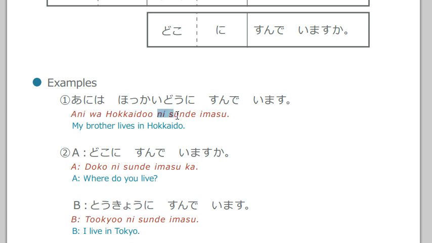So we have ni sundeimasu, and before ni sundeimasu we have the place that they live in. Let's just say they lived in Tokyo. How would you say that? 東京に住んでいます。 So we have ni sundeimasu, and before ni sundeimasu we have Tokyo. Tokyo ni sundeimasu. Auckland ni sundeimasu. Mount Roskill ni sundeimasu.